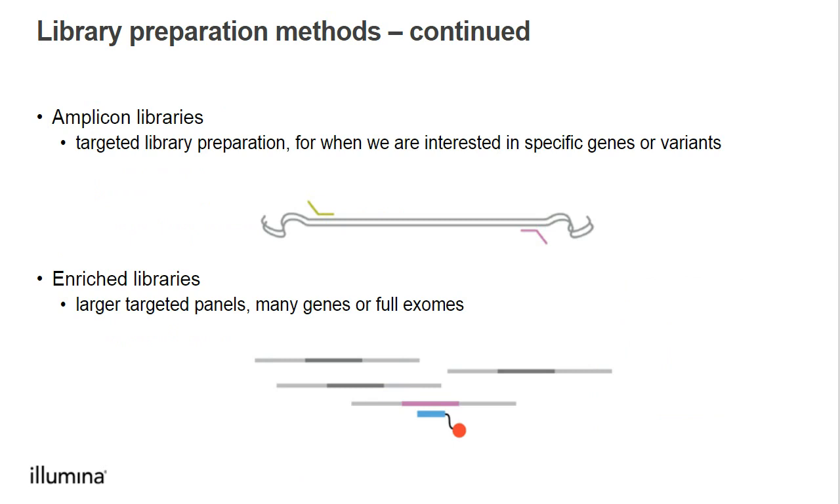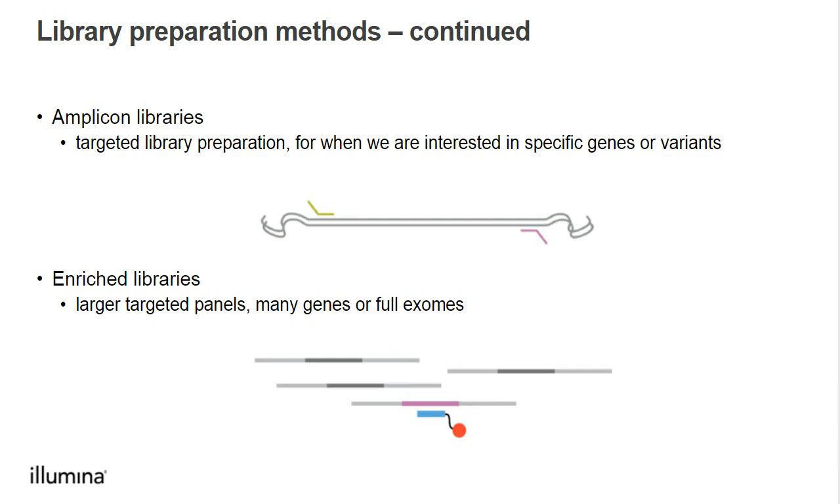Libraries can also be targeted. If we're interested in a subset of the genome or transcriptome, whole genome sequencing or total RNA sequencing gives us way more information than we need. We can use targeted approaches to select just the genes or areas we're interested in for our project. And we can prepare targeted libraries from DNA, RNA, or both. There are two primary methods for targeted library preparation.